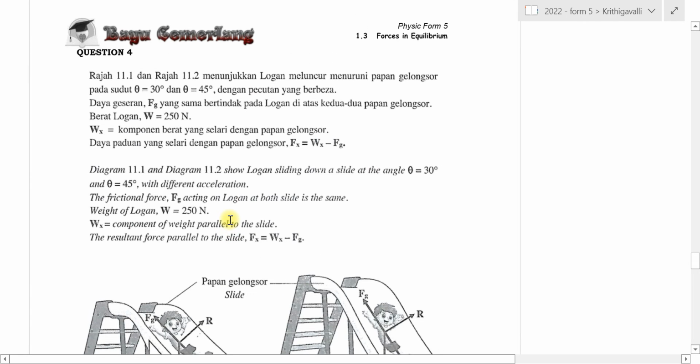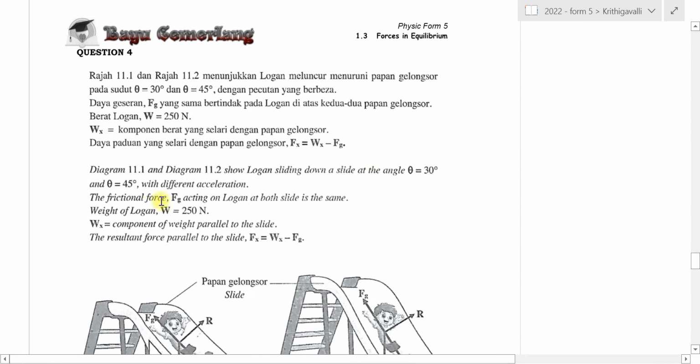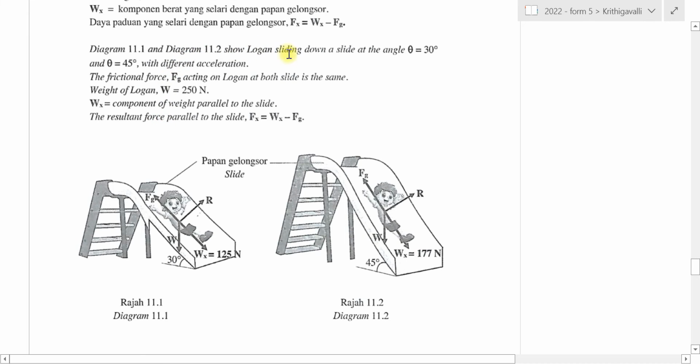Okay, we see the essay question. This is taken from MRSM, I think. I couldn't remember. Okay, so what was the question asking you? Diagram 11.1 and 11.2 show Logan sliding down the slide at the angle 30 and 45 with different acceleration. Okay, 30, this one 45. The frictional force Fg acting on the Logan on both sides is the same. Okay. Weight of the Logan is 250 Newton.